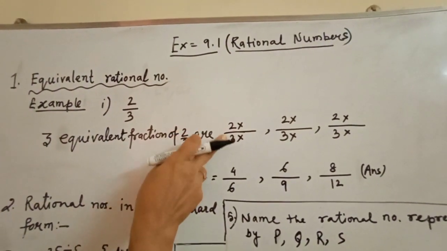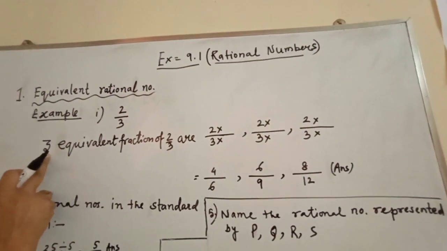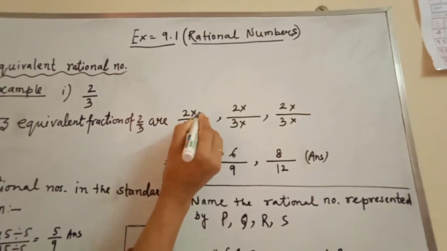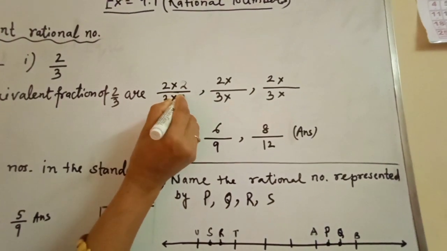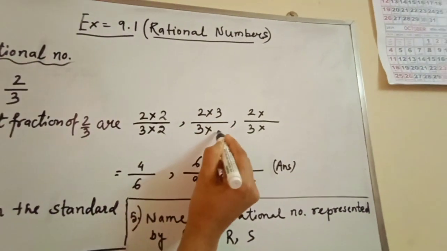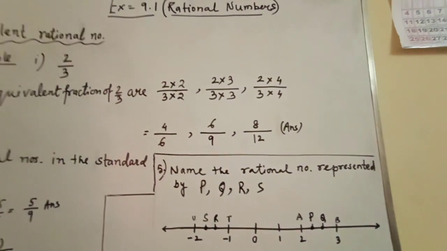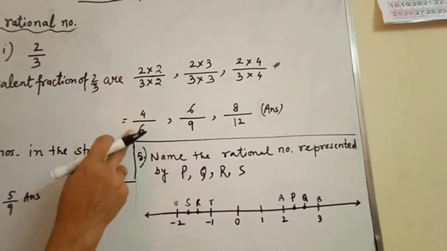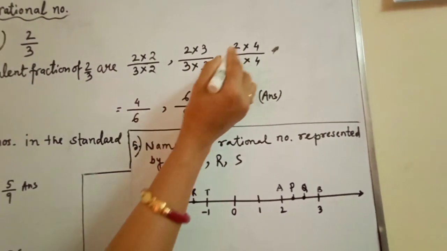We are writing 3 rational numbers, so I have written 2 by 3, 3 times. Now I am multiplying. First I will multiply both numerator and denominator by 2, then by 3, then by 4. What will I get? 2 2s are 4, 2 3s are 6, and 2 4s are 8.